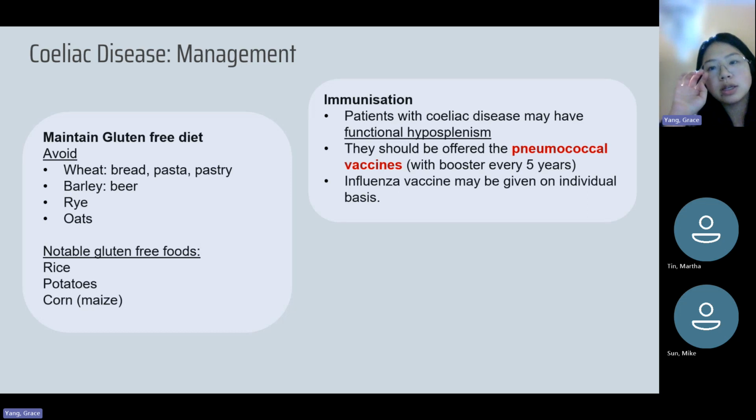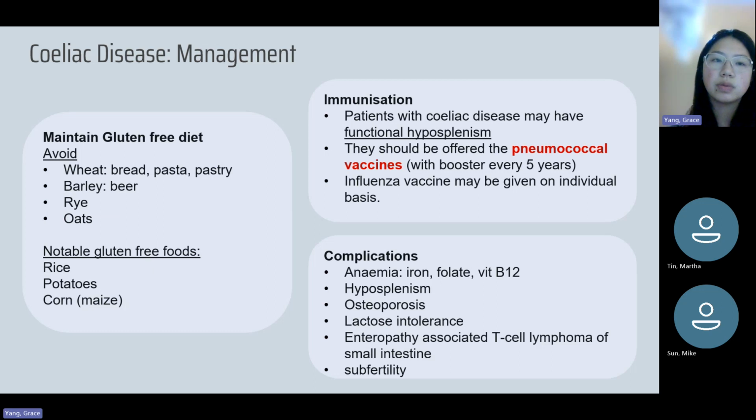So patients with celiac disease, they might have a functional hyposplenism, so you need to offer them the pneumococcal vaccine, which is repeated every 5 years. And influenza vaccines may also be offered. So with celiac disease, if you maintain a gluten-free diet, then you can pretty much not have any issues.